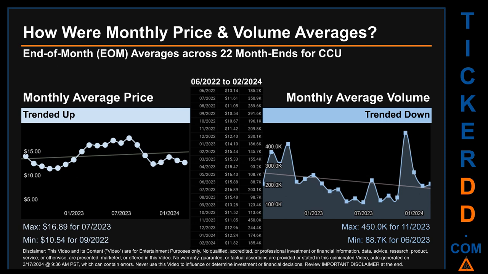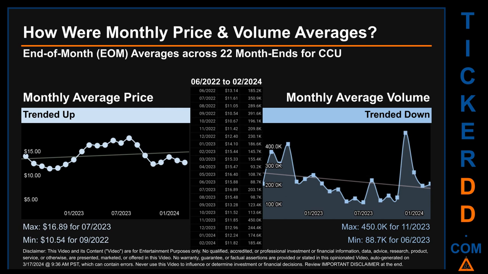How were price and volume averages for CCU? Across 447 trading days, there were a total of 22 month ends, of which monthly averages for daily price and volume were calculated. Overall, monthly price average trended up while monthly volume average trended down.